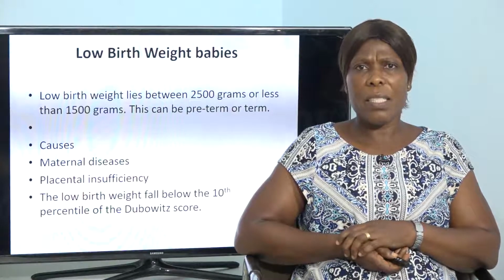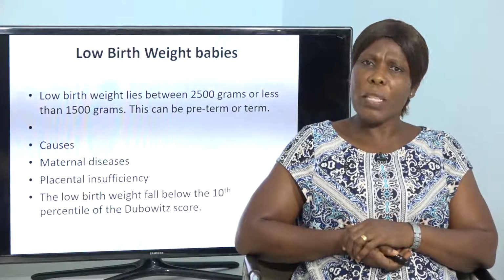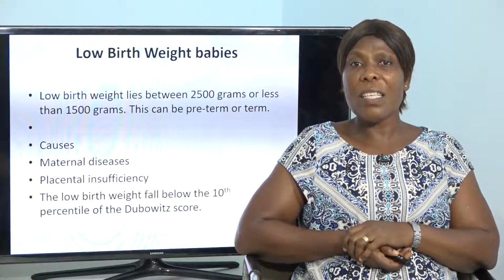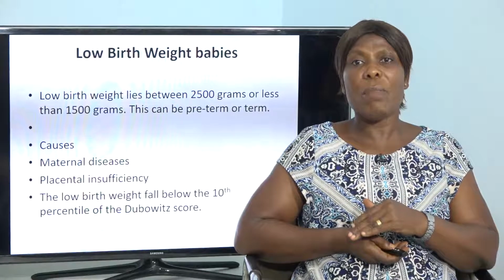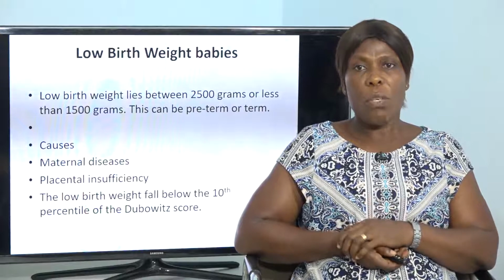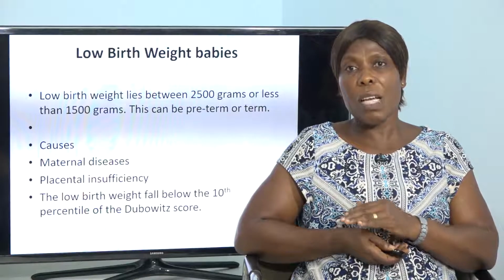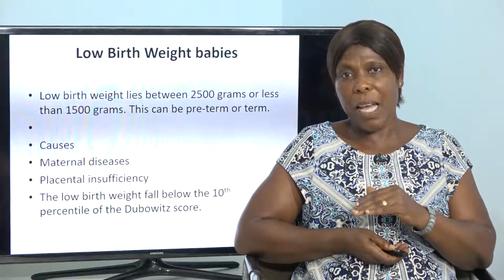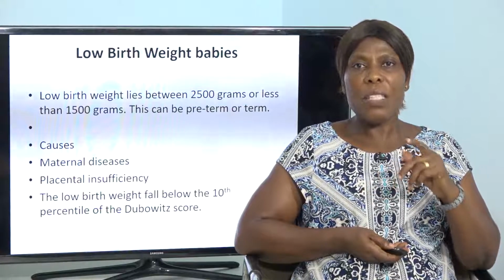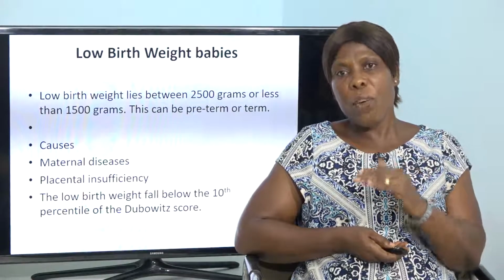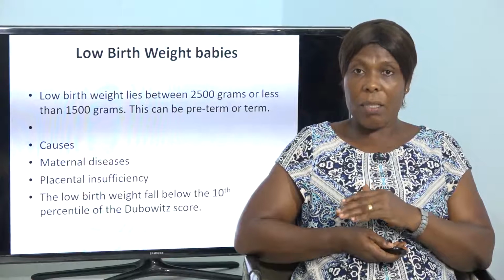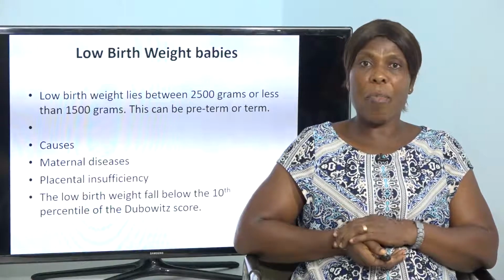What are the causes that bring about these low birth weight babies? We have the maternal diseases, placenta insufficiency, and then we are saying that these low birth weight babies fall below the what? The 10th percentile. And when you take the Road to Health card, you see this 10th percentile, that we have the 90th percentile and then the 10th percentile. But with these low birth weight babies, you see them falling below the 10th percentile. When we get to the weighing card, you will see the percentile that I'm referring to.